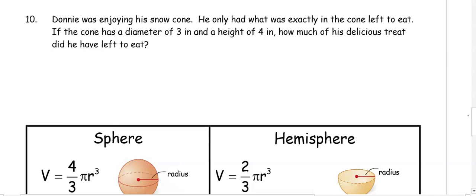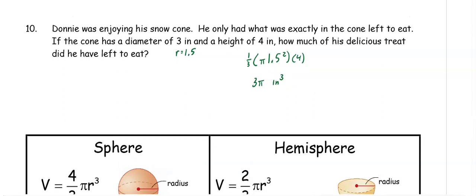In number 10, Donnie was enjoying his snow cone. He only has what is exactly left in the cone left to eat. If the cone has a diameter of 3 inches and a height of 4 inches, how much of his delicious treat does he have left to eat? So we know our height and we know our diameter, which means our radius is going to be half of that, 1.5. So we can find the volume of the snow cone. So we would have 1/3 times pi 1.5 squared times the height of 4, and that's going to get us 3 pi inches cubed.